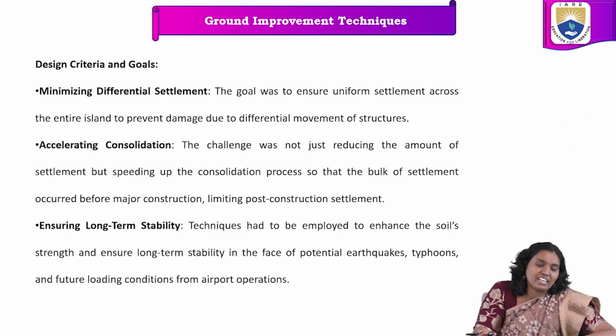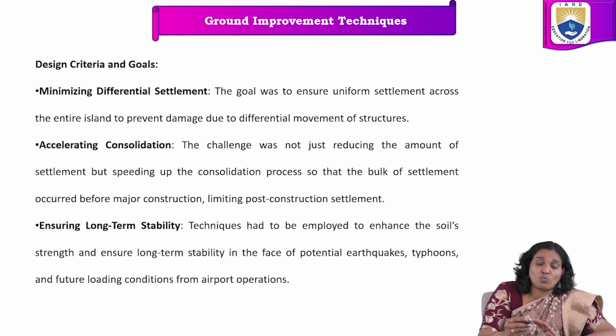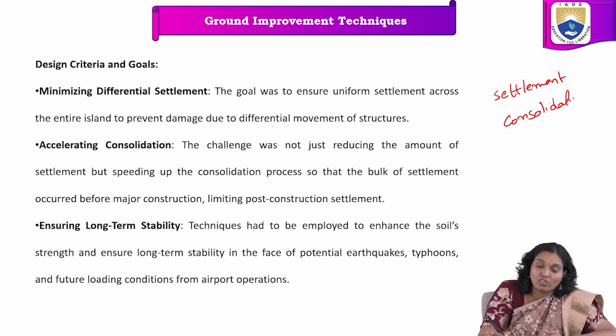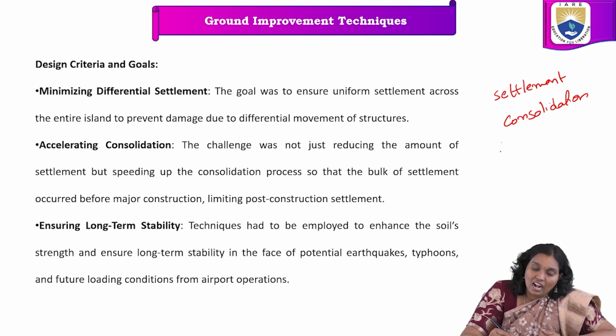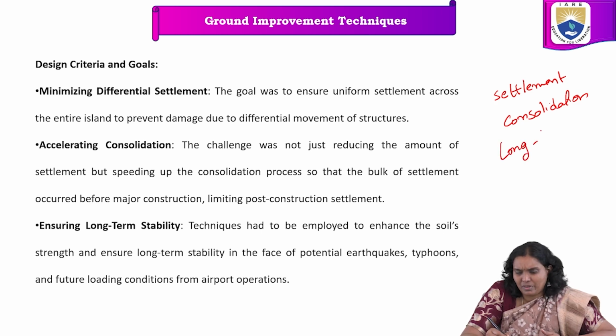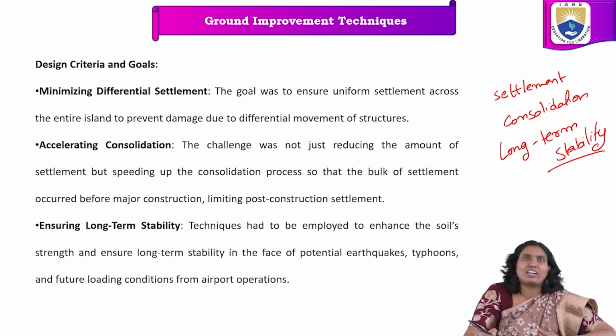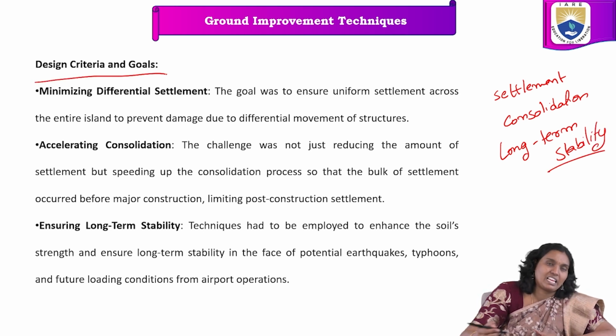In the design criteria and goals, what kind of design criteria are they going to use? They are going to reduce the settlement, and accelerated consolidation is one of the major parameters. We have to understand this consolidation and also the long-term stability. Stability is also a parameter. These are the focused parameters which we are going to understand in our design criteria and goals.